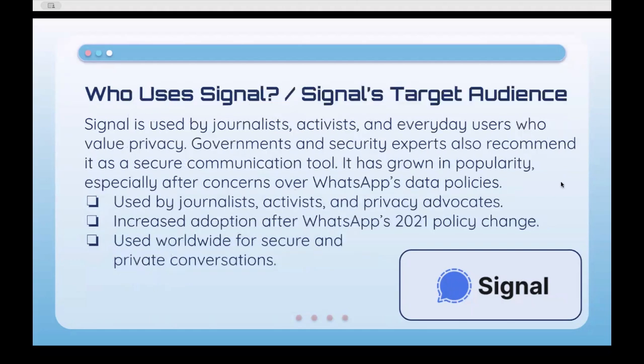Who uses Signal? Or in other words, who is Signal's target audience? Signal is used by journalists, activists, as well as everyday users who value privacy. Governments and security experts also recommend it as a secure communication tool. It has grown in popularity, especially after concerns over WhatsApp data policies. Now, to summarize what I've said here, it is used by journalists, activists, and privacy advocates. It increased adoption after WhatsApp's 2021 policy change, which limited security and privacy, and is used worldwide for secure and private conversations.